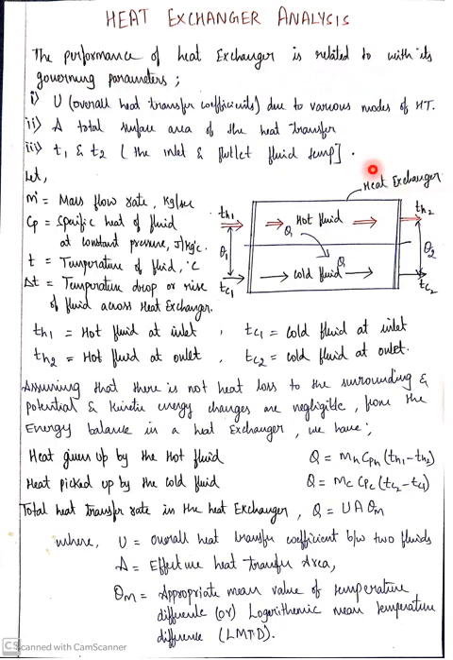U is the overall heat transfer coefficient, with respect to the various modes of heat transfer. A is the total surface area of heat transfer which is in contact with the two surfaces. T1 and T2 are the temperatures at inlet and outlet.